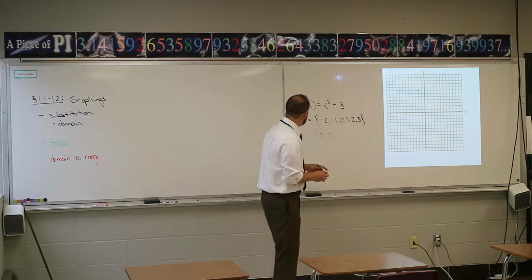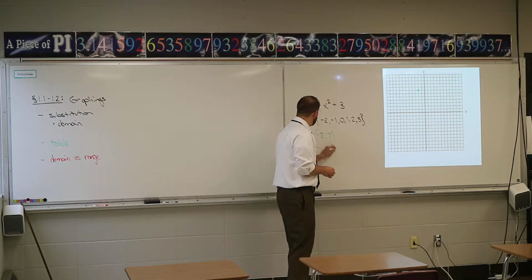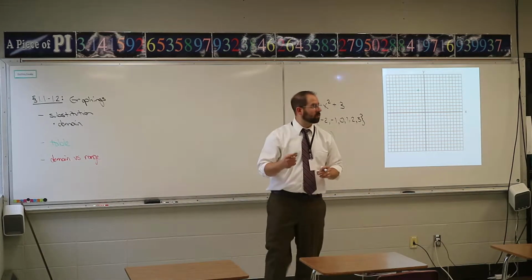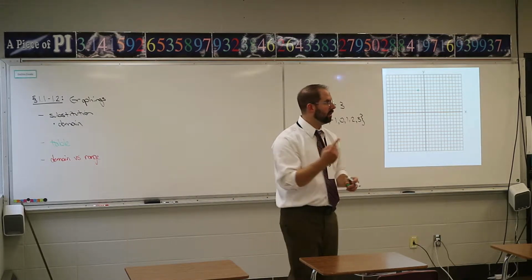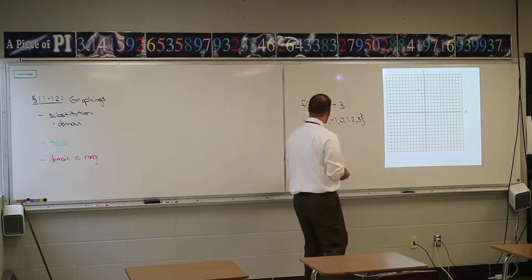Okay, next one, -1. What do we have? -1 squared is 1. Add 3. 4. So -1, 4.